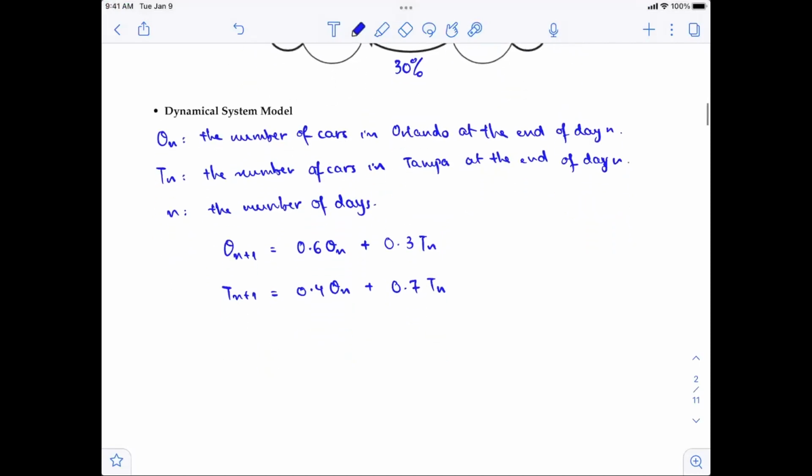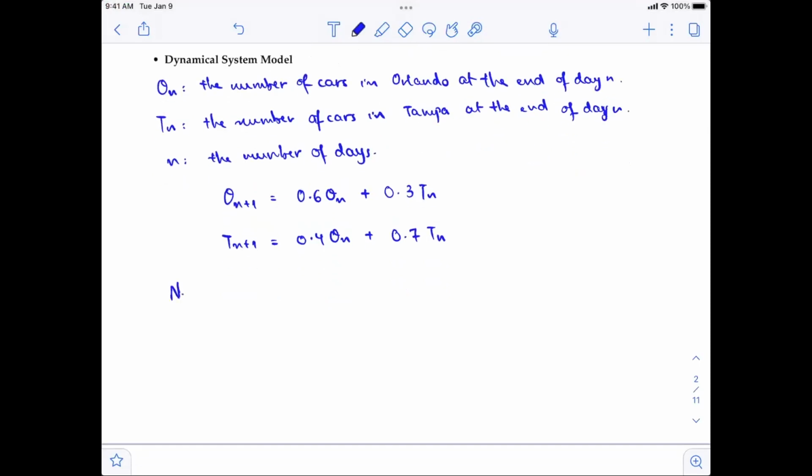And what we're going to do next is find the solutions, or equilibrium values, of the system. Right, so next we are going to determine the equilibrium values of the system.